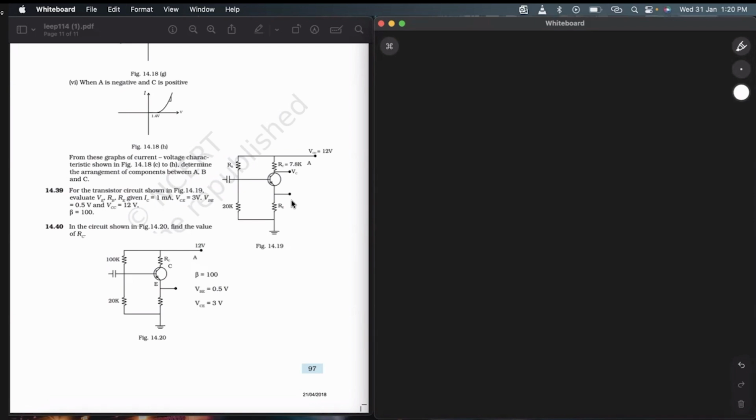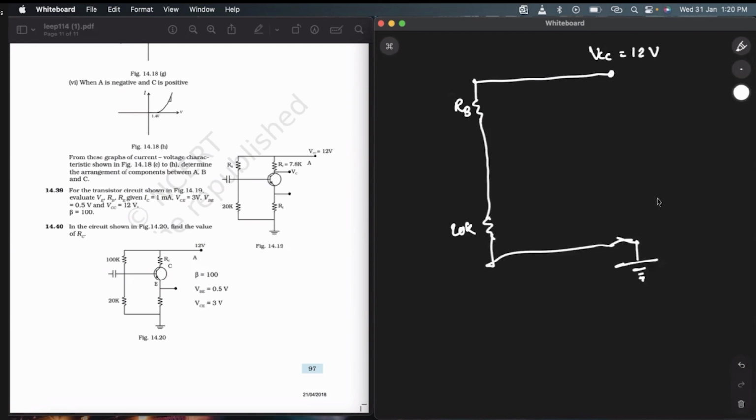All right. Okay, so इसके लिए हम लोग को ग्राफ बनाना पड़ेगा. This is my VCC which is nothing but 12 volts. I have an RB over here. Okay, यहाँ पे आएंगे तो 20 किलो ओम दिया हुआ है. यहाँ पे ग्राउंडिंग हो रखी है. ठीक है. यहाँ पे RC is equals to 7.8 किलो दिया रखा है.